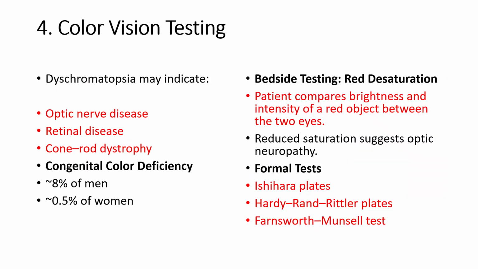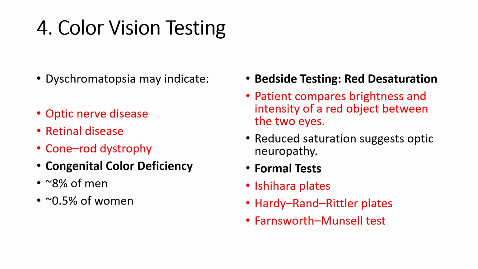Color vision testing. Dyschromatopsia may indicate a lesion in optic nerve disease, retinal disease, or cone-rod dystrophy. There are some conditions with congenital color deficiency, which occurs in 8% of men and 0.5% of women. Bedside testing is by red desaturation. That is, the patient compares the brightness and intensity of a red object between the two eyes. Reduced saturation suggests optic neuropathy.